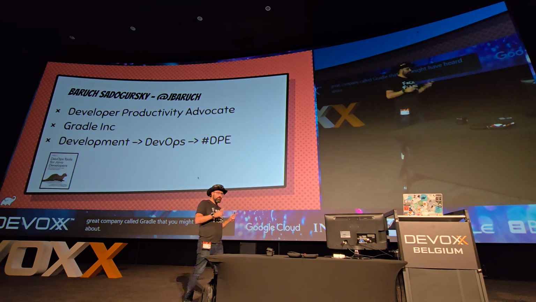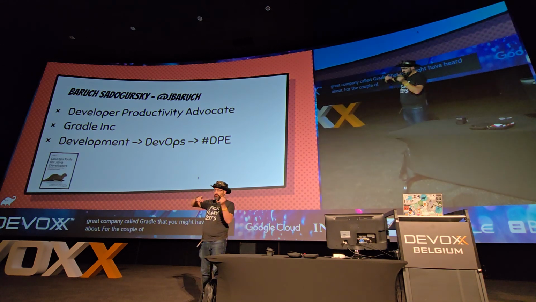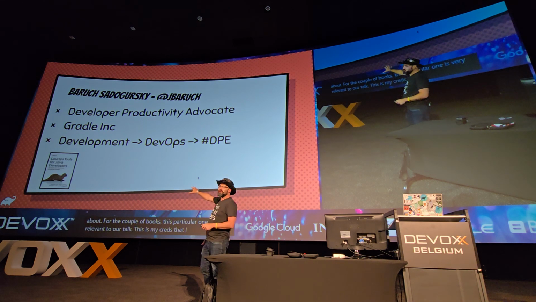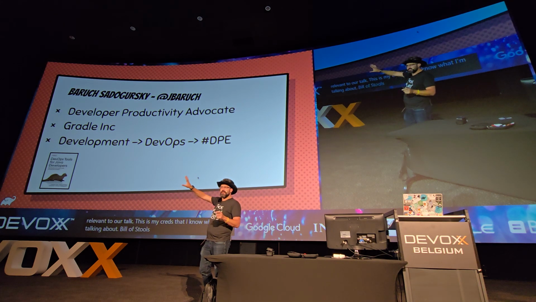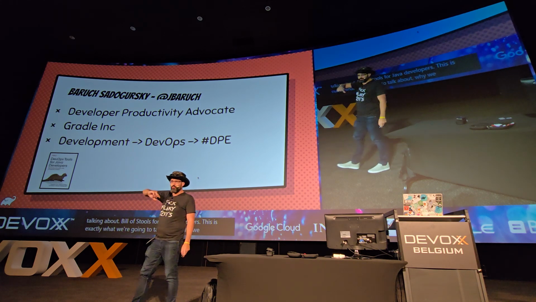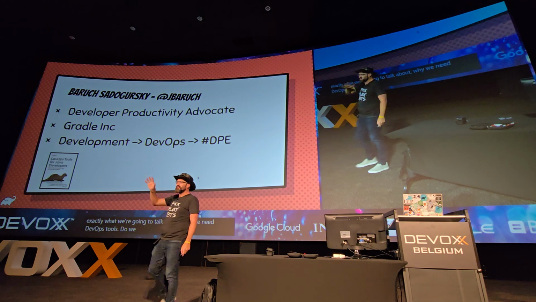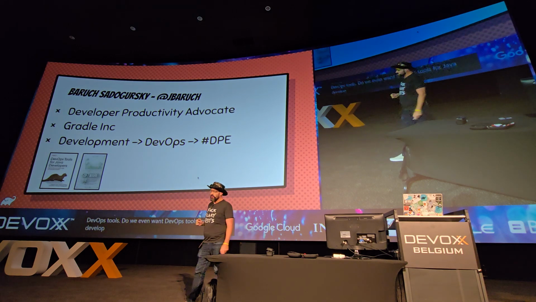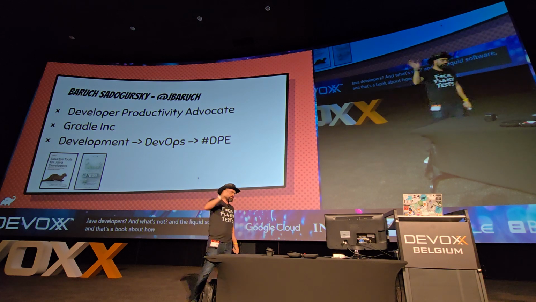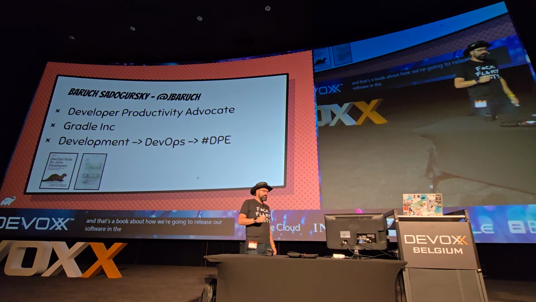I wrote a couple of books. This particular one is very relevant to our talk. This is my credential that I know what I'm talking about. DevOps Tools for Java Developers. This is exactly what we're going to talk about: why we need DevOps tools, do we even want DevOps tools for Java developers, and what's not. And Liquid Software is a book about how we're going to release our software in the future. A little bit of that is already here.